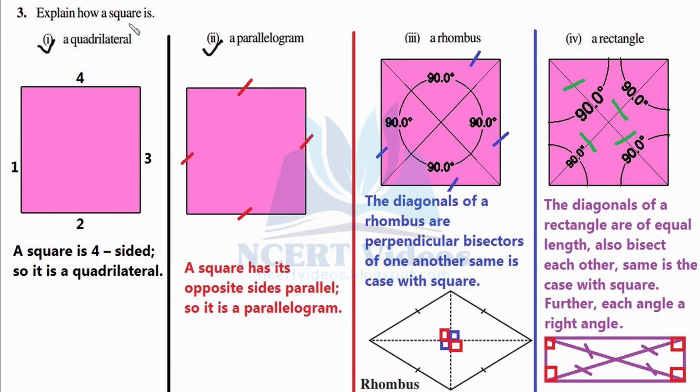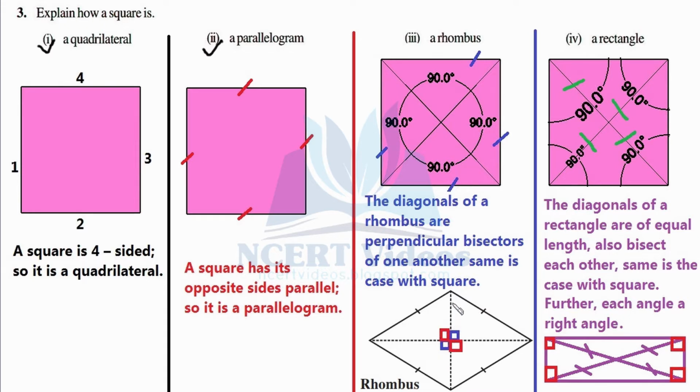Talking about rhombus, how is a square a rhombus? So what are the conditions for a rhombus? These are the conditions of a rhombus. That is, diagonals should bisect each other. Also, they are perpendicular bisectors. So what is the difference between bisection and perpendicular bisection? In bisection, a line segment is divided into 2 equal halves. When we say perpendicular bisector, then the line segments cross each other at 90 degrees.